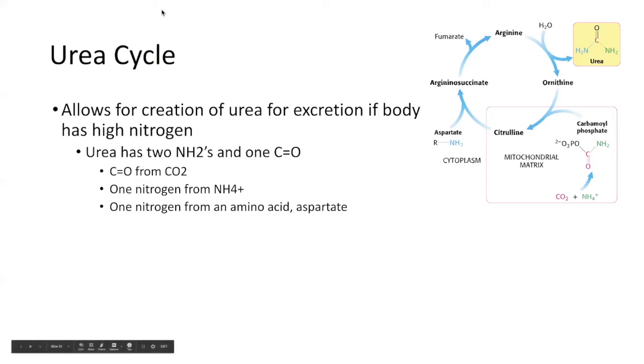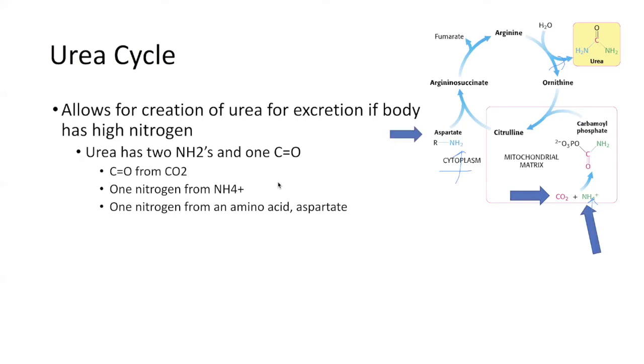There are two ways that the nitrogen enters the cycle and one way that the nitrogen leaves the cycle. It leaves as urea, but it enters in the form of both ammonia and amino acids. So both ammonia that is free in the cell, which is toxic and we don't want, but also some amino acids that just donate their nitrogen. And we'll talk about each step of this pathway. So let's start with the first part.